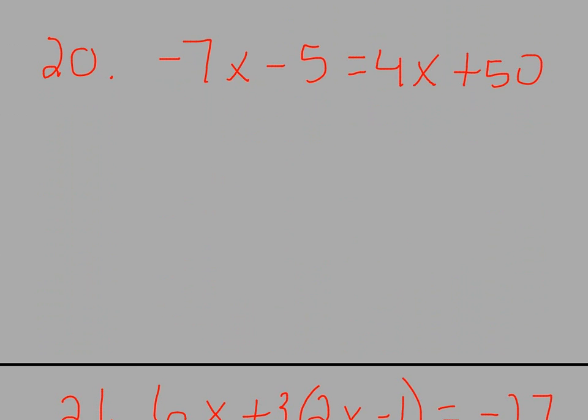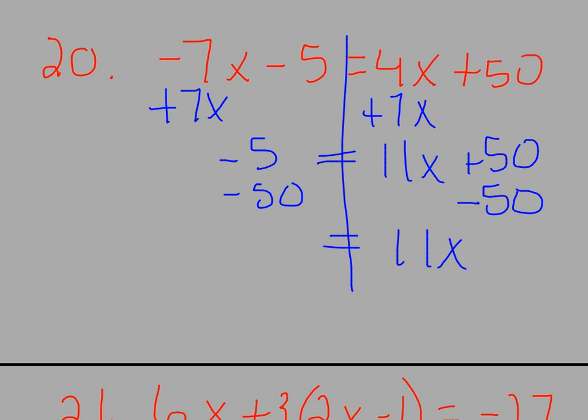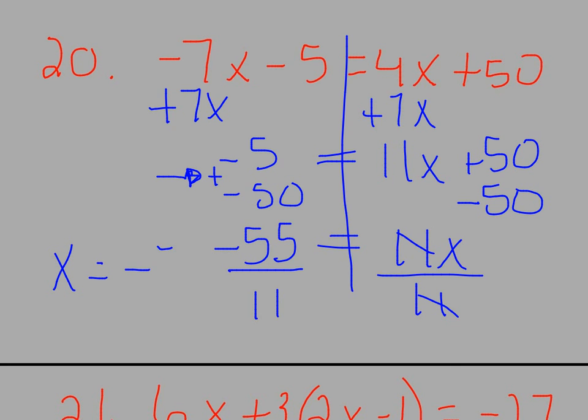Looking at my x's, I see that negative 7x is smaller, so if I add 7x to both sides, that leaves me with a negative 5 over here equals 11x plus 50. Now I can subtract 50. I have 11x equals, and the signs are the same here, so add and keep the same sign. I get negative 55. Divide by 11, and x equals negative 5. So that's the answer there.